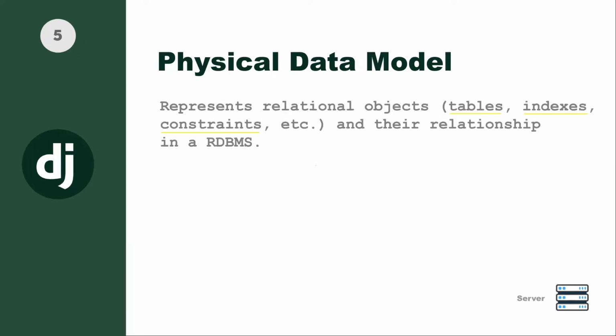And last but not least, we have the physical data model. The physical data model represents the relational objects. We have tables, we have indexes, we have constraints, and we're not going to cover what indexes are, when you should use an index and when you should not. So constraints, sequences, schemas, and so forth. Those are the physical data model that represents the conceptual or the logical data onto a relational database management system.